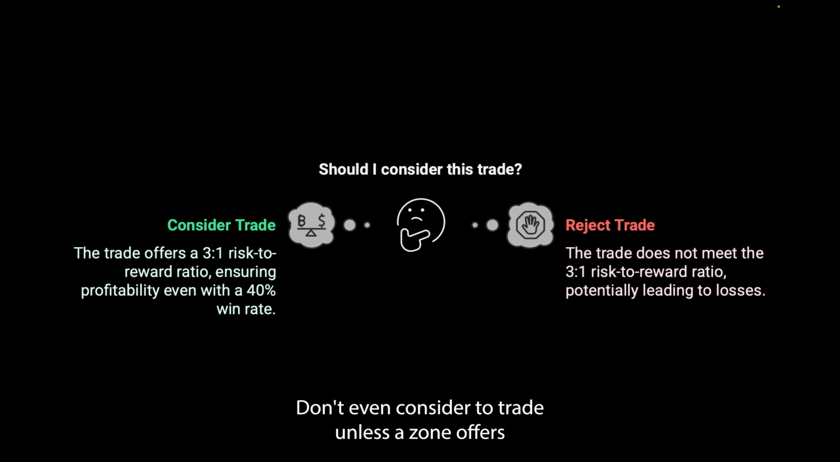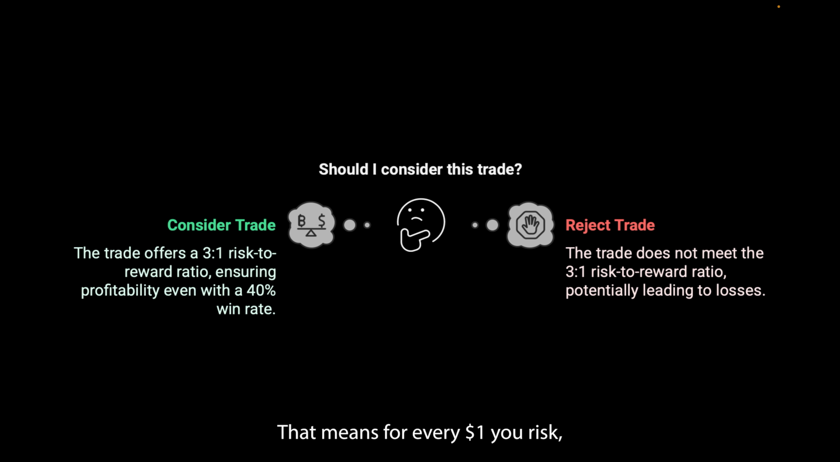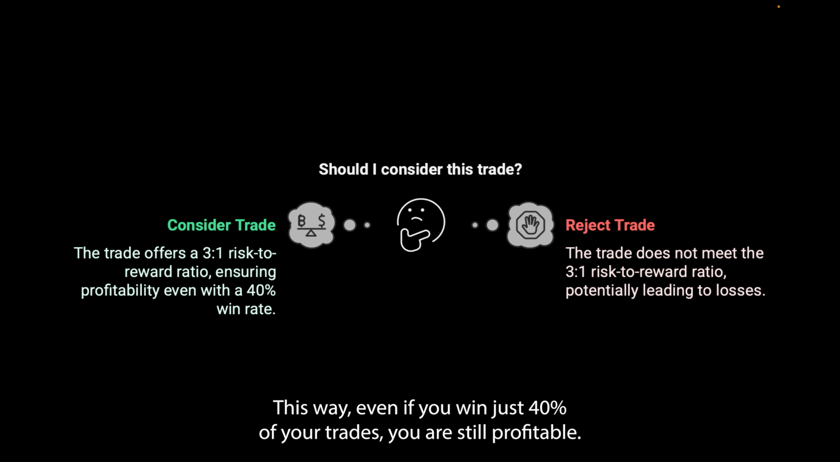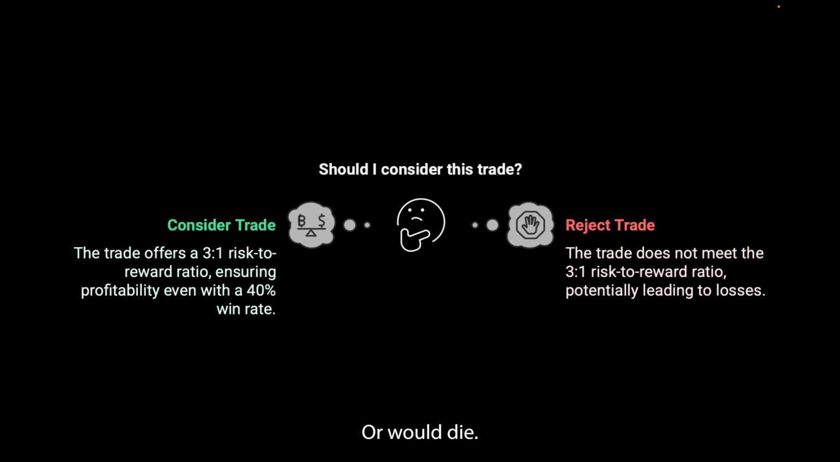Here is the deal. Don't even consider trading unless the zone offers at least a 3:1 risk to reward ratio. That means for every $1 you risk, you should aim to make $3 or more. This way, even if you win just 40% of your trades, you are still profitable over time.